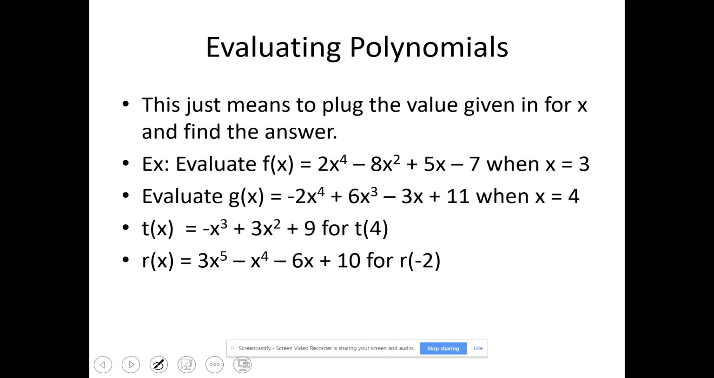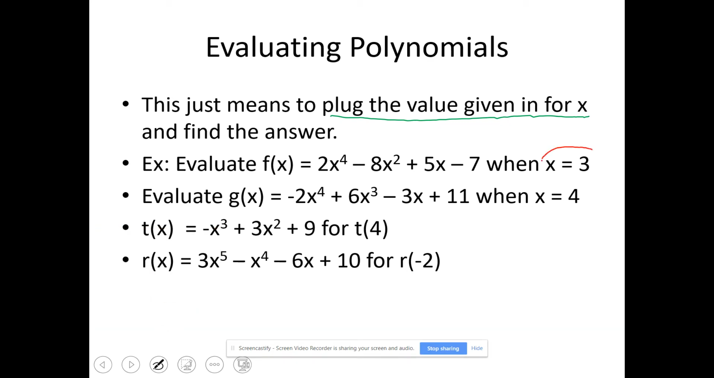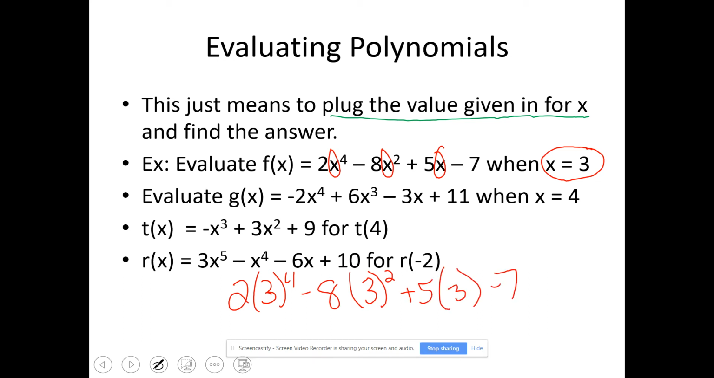Evaluating polynomials. So all this means is to plug in the given value for x and find an answer. Our first example is asking us to plug 3 in for every x in our problem. So that'll be 2 times 3 to the 4th minus 8 times 3 squared plus 5 times 3 minus 7. I plop all of that into my calculator, or I do it in my head, and I get 98. And so when our x is 3, our y is 98.